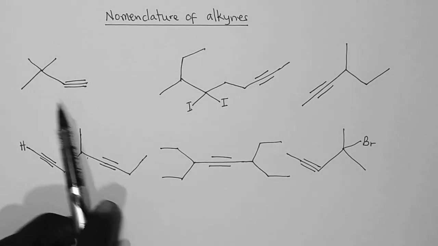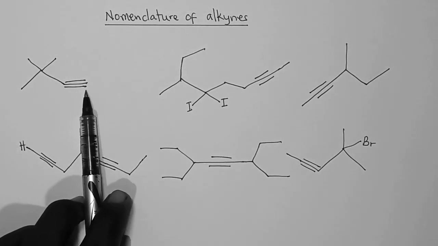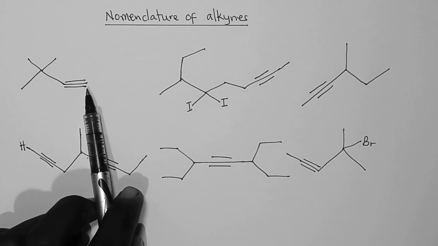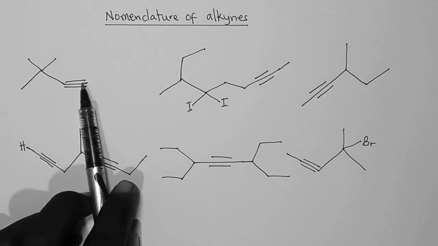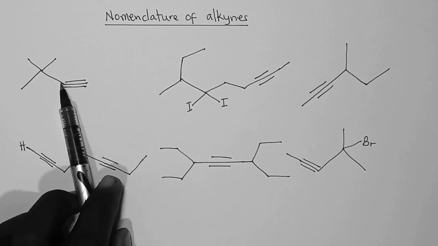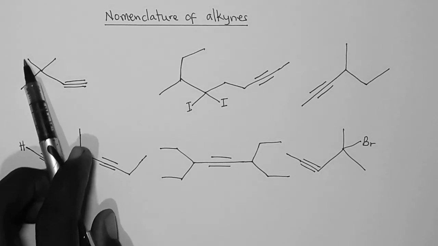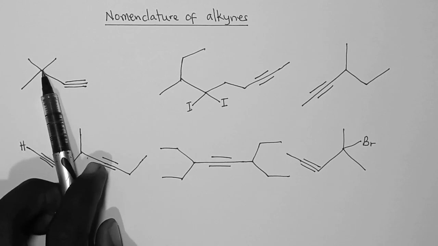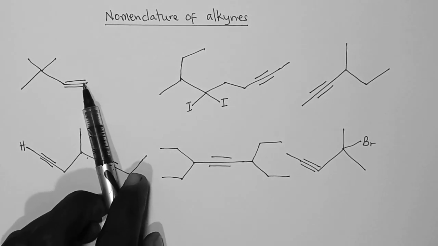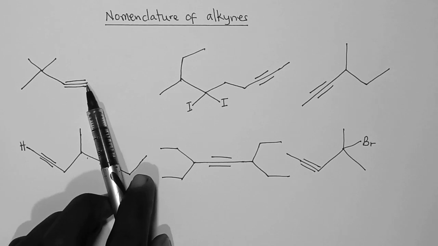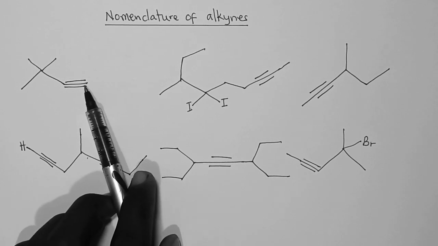So we need to identify the parent chain in this case. And then the parent chain is, we're starting from here. So yes, carbon 1, carbon 2, carbon 3, carbon 4. So this is a butane. But we have two substituents, which are methyl groups. Now we need to start from the terminal carbon where the alkyne starts.